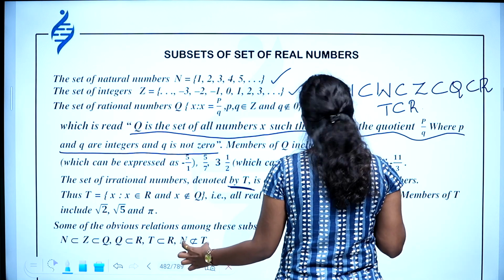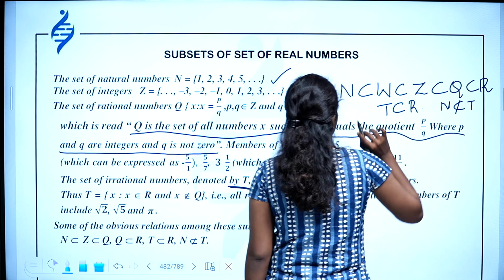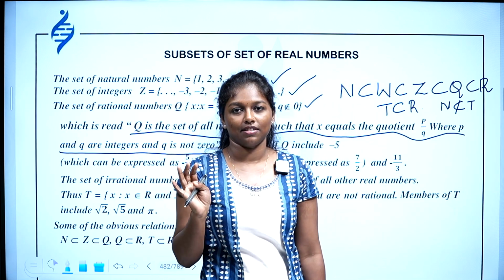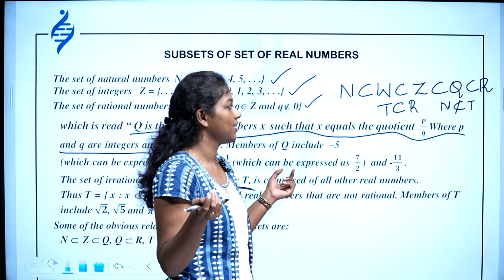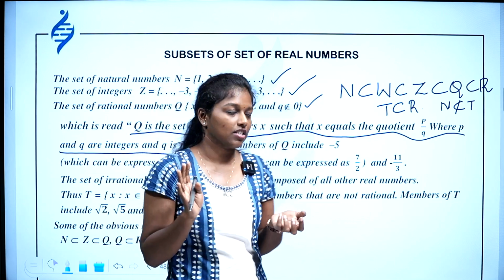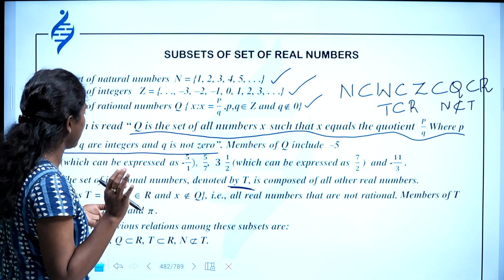Okay, then N is not a subset of T. Natural numbers are not irrational numbers. Natural numbers are rational numbers, and irrational numbers means those real numbers which are not rational. So these are all obvious implications.